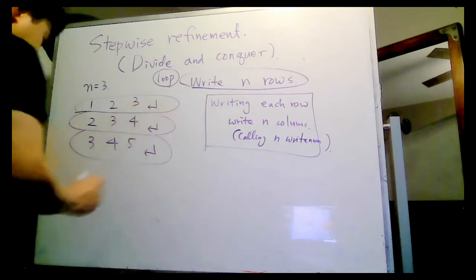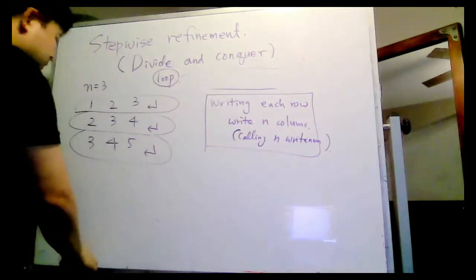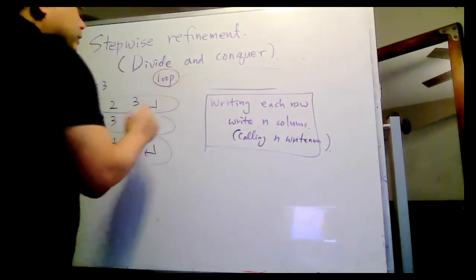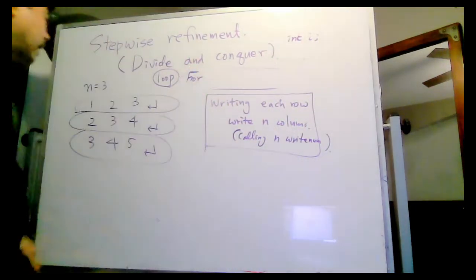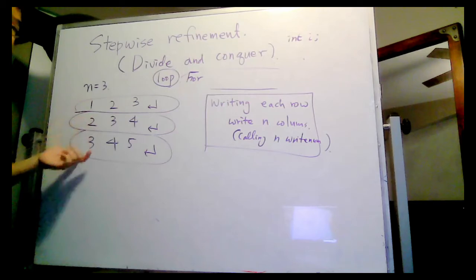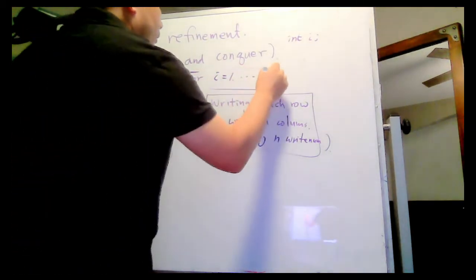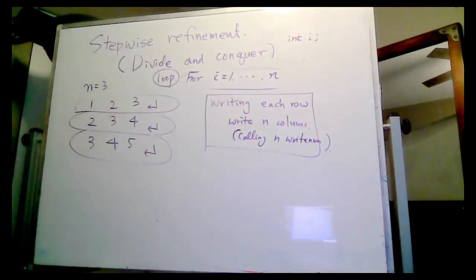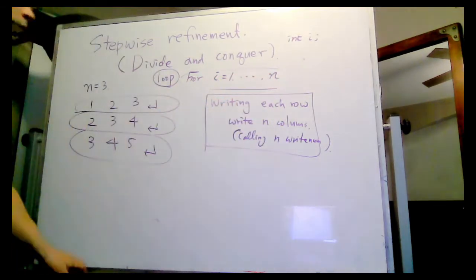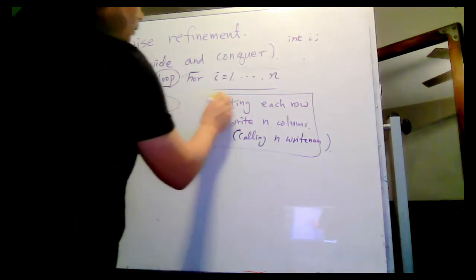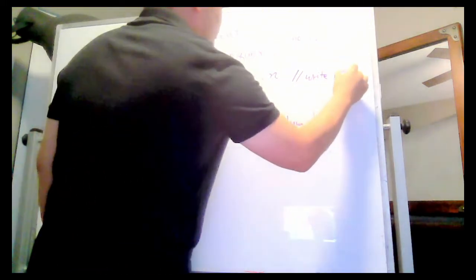So to reflect this idea into code, what should this loop be? I'm going to introduce some variable i. And then this i, let's say, represents the first number in each row. So for i is 1 to n. So you have to repeat this n times, starting with i is 1, and up to the case where i is n. Okay, so this is write n rows.